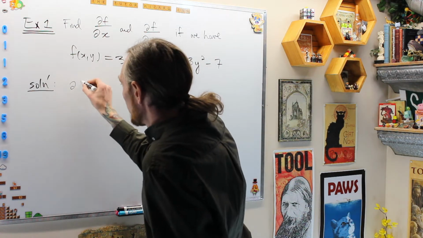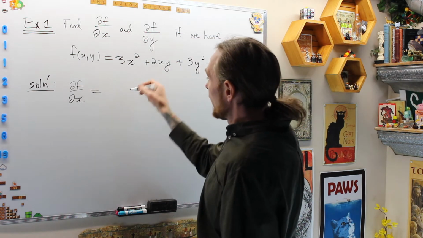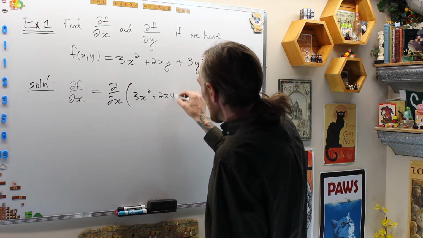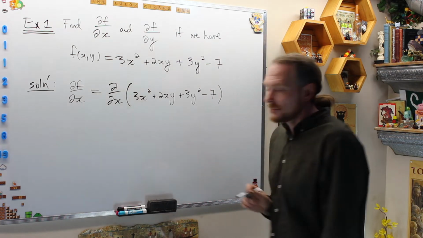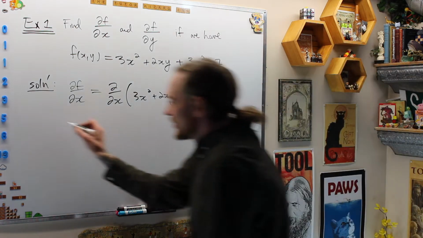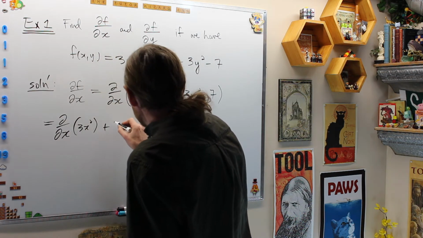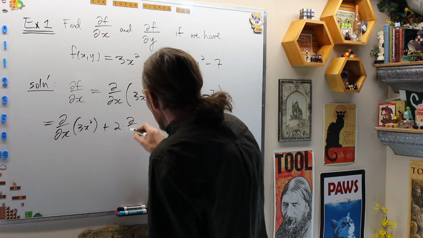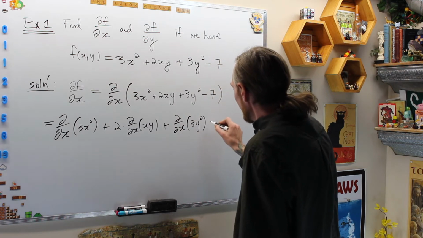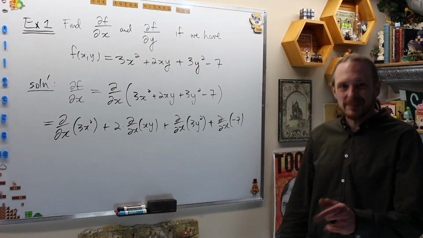Therefore, the partial of f with respect to x as a function is equal to the partial with respect to x of 3x squared plus 2xy plus 3y squared minus 7. For linearity, I can distribute that onto each term, for the first time. You don't have to do that, but let's do that just to show you pedagogically. This is the partial with respect to x of 3x squared plus 2 times the partial with respect to x of xy plus the partial with respect to x of 3y squared plus the partial with respect to x of negative 7.